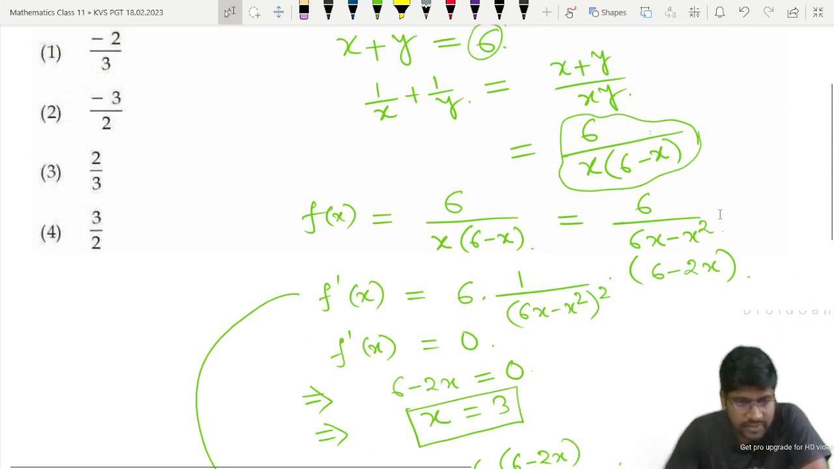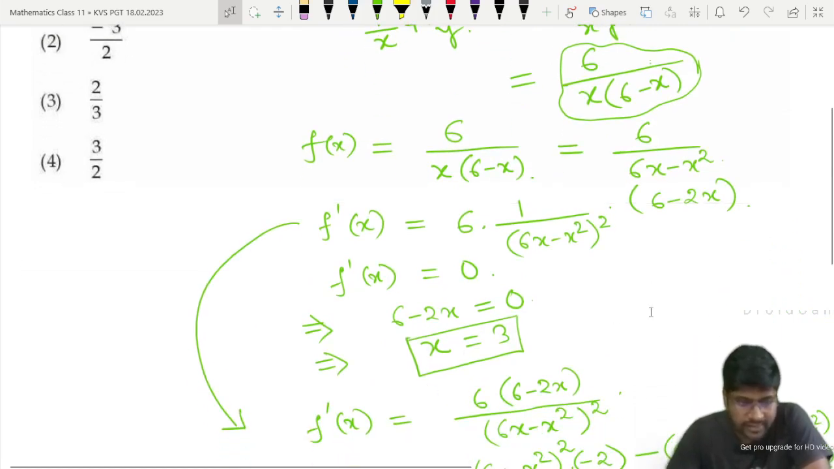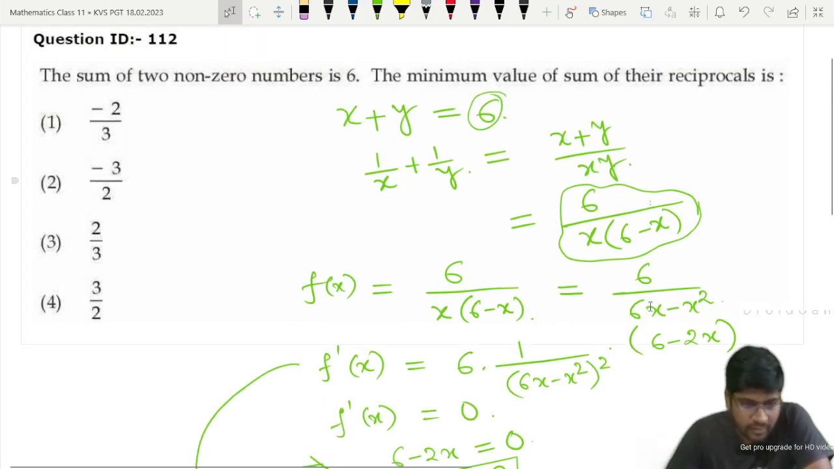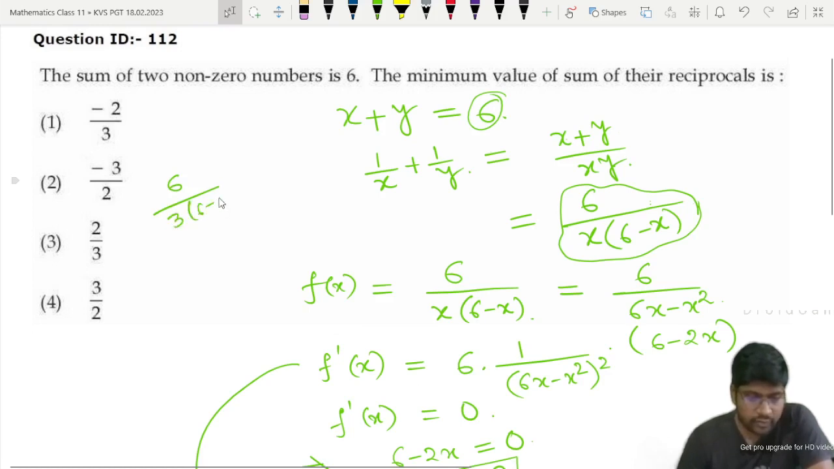So anyway, this will be the answer. Answer we can find very easily. At x is equal to 3, then y is equal to what? Y will also be equal to 3 then. We have to find the minimum value of 6 divided by x into 6 minus x. If you put x is equal to 3, then here we can see roughly 6 divided by 3 into 6 minus 3. So that is equal to 3 into 3 is 9, 6 and 9, so 2 divided by 3.